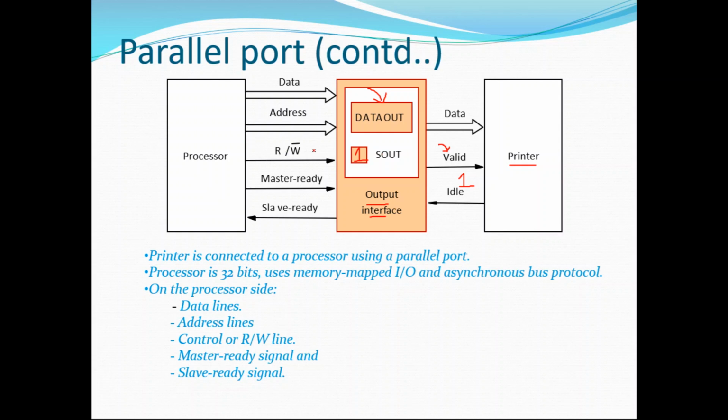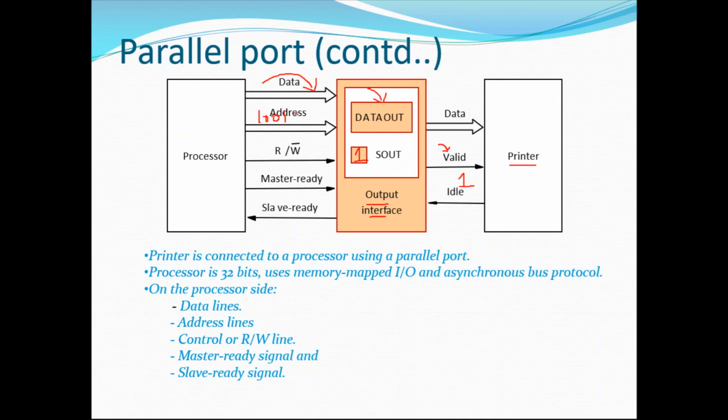So the processor will keep polling the printer frequently and check this S out. If S out is 1 and there is some print job pending, then the processor will send the data through the data bus. Let us assume the printer is connected through memory mapped IO, so it will send the address. This data should be sent to this device, 1001. 1001 is a printer, so sent means it should be printed, because a printer can only print.